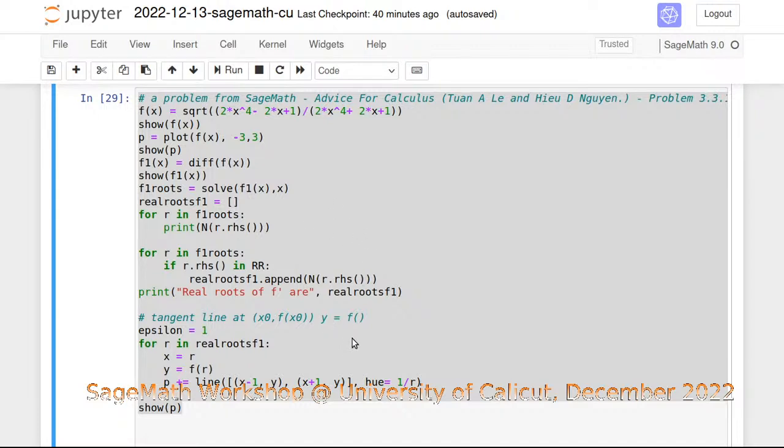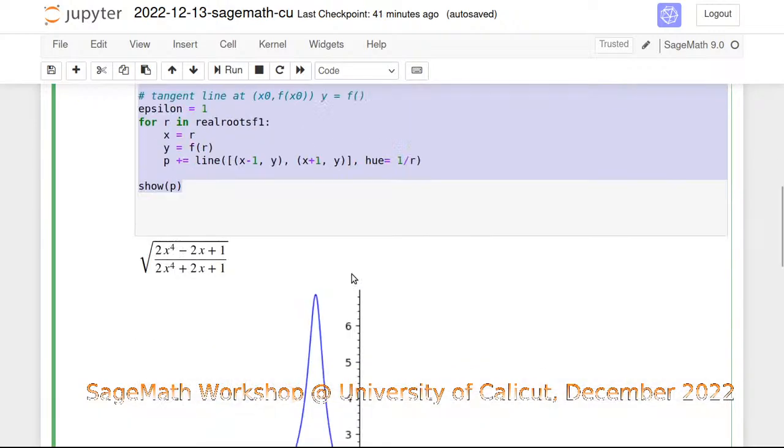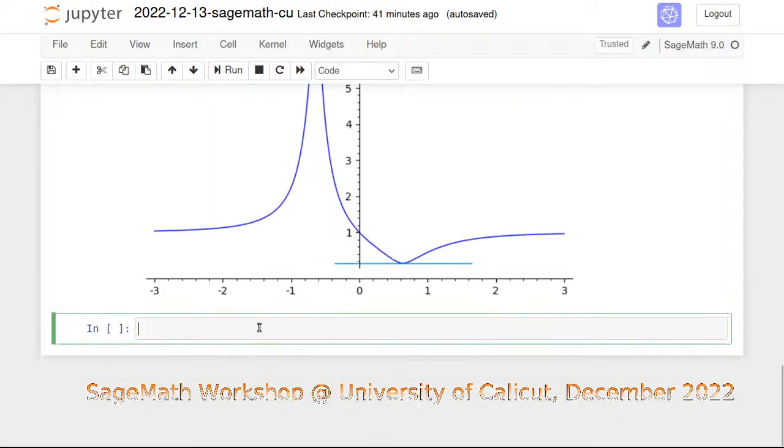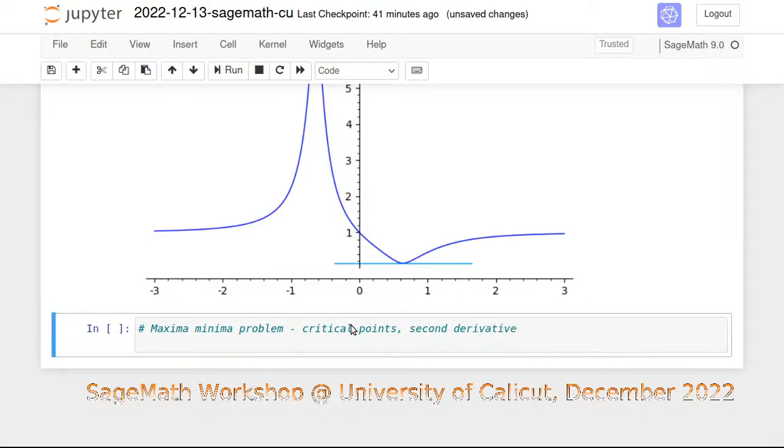Okay, so let us try to do one problem. So next is critical points and second derivative. These two are the major tools that we are going to employ here. I'm defining a polynomial function, f of x equal to x cube minus 3x plus 2.